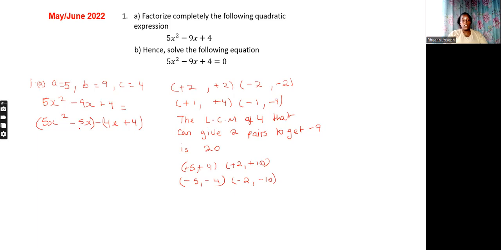Now, to factorize basically means that we have to find the common factor of both, right? So the common factor here is 5x. And then the common factor here would be 4. So x into x squared will give us x squared, right? So x into x is 1. 5 into 5 is 1, and 5 into 5 is 1.